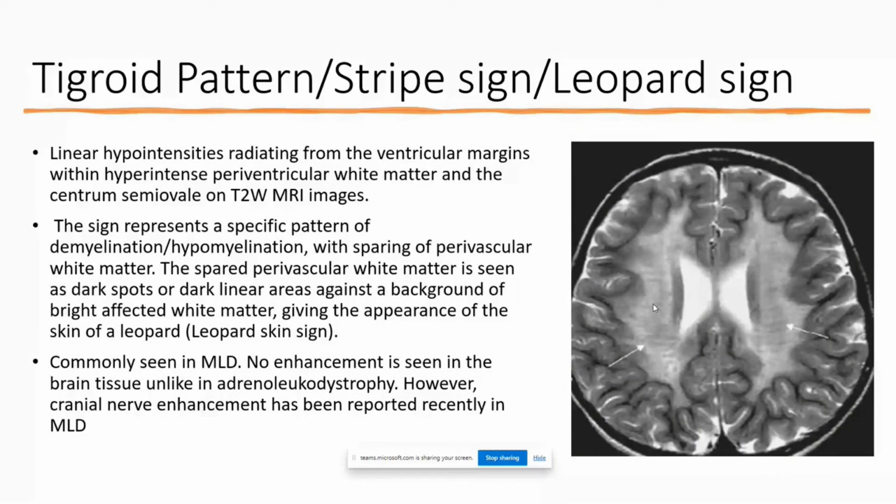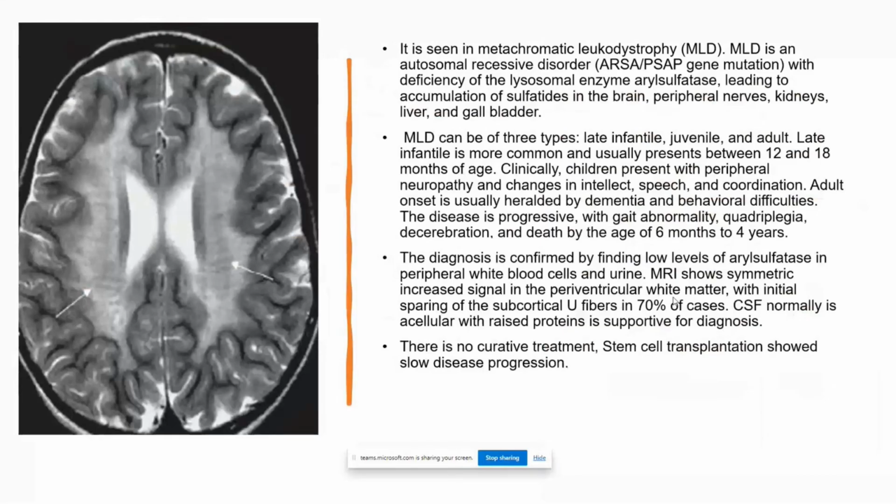So MLD is an autosomal recessive disorder, and usually the gene mutation is the ARSA gene or PSAP gene, affecting the arylsulfatase enzyme with deficiency, leading to accumulation of sulfatide in the brain and peripheral nerves or other organs such as the kidneys, liver, and gallbladder.